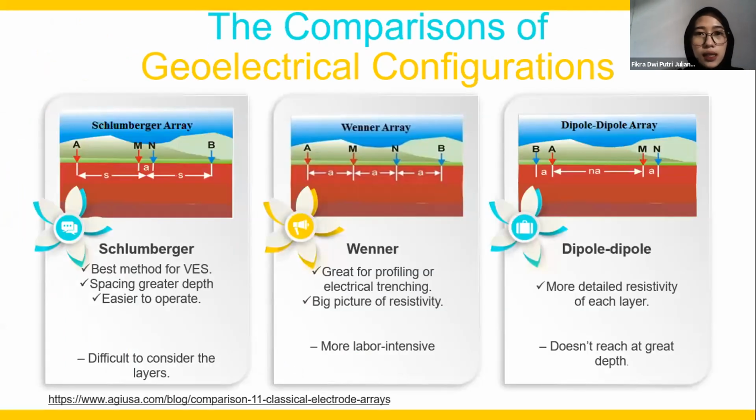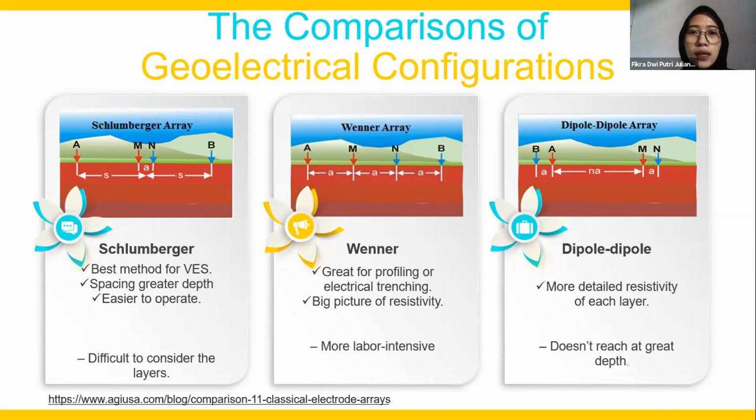And the next, these are the geoelectrical configurations. The first is the Schlumberger array. Second is the Wenner array. And third is the dipole-dipole array. The Schlumberger array is the best method for VES, with greater spacing for greater depth, and it is easier to operate. And the minus of this method is that it is difficult to resolve the layers.